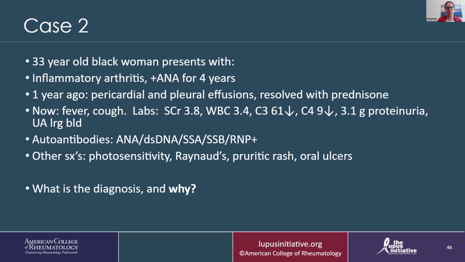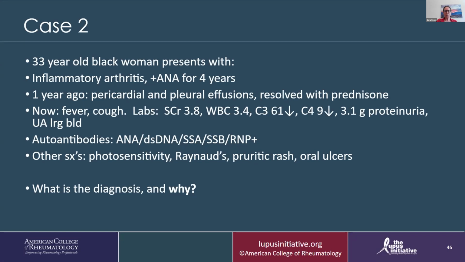Case 2, a 33-year-old Black woman presents with inflammatory arthritis and a positive ANA for 4 years. One year ago, she had pericardial and pleural effusions, which resolved with prednisone. Now she has a fever and a cough. Her creatinine is 3.8. White blood cells is 3.4. C3 is 61, C4 is 9, which are both low. Her urine protein to creatinine ratio shows proteinuria of 3.1 grams in 24 hours, and large blood in her urine. Her autoantibodies are pan positive. She has an ANA, a double-stranded DNA, an SSA, an SSB, and an RNP. She has other symptoms: photosensitivity, Raynaud's, pruritic rash, and oral sores. So what is the diagnosis and why?